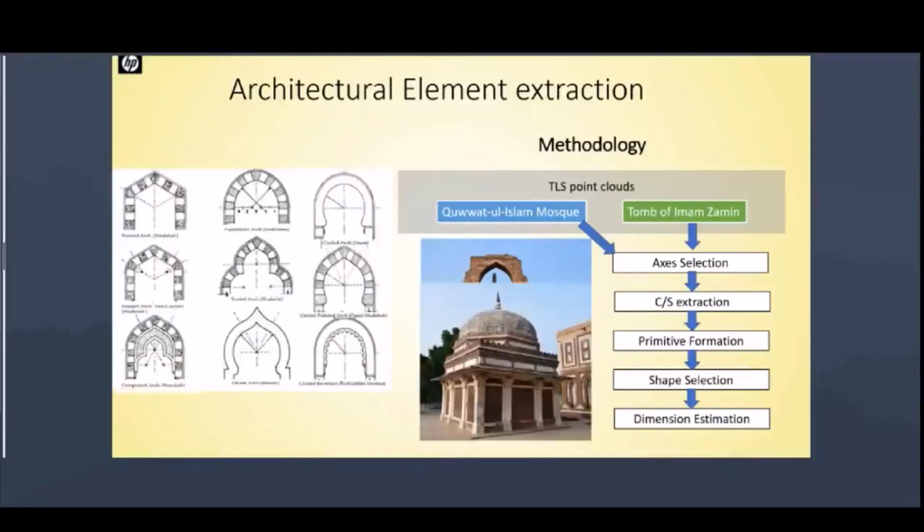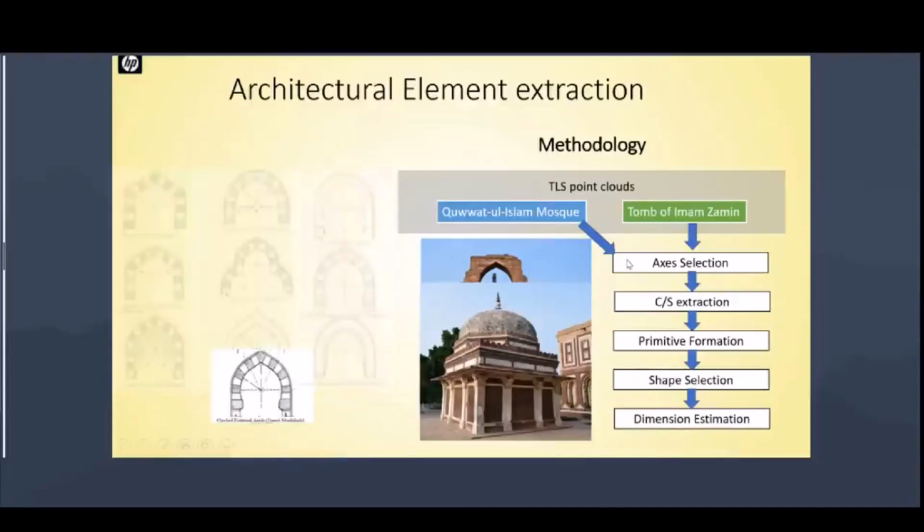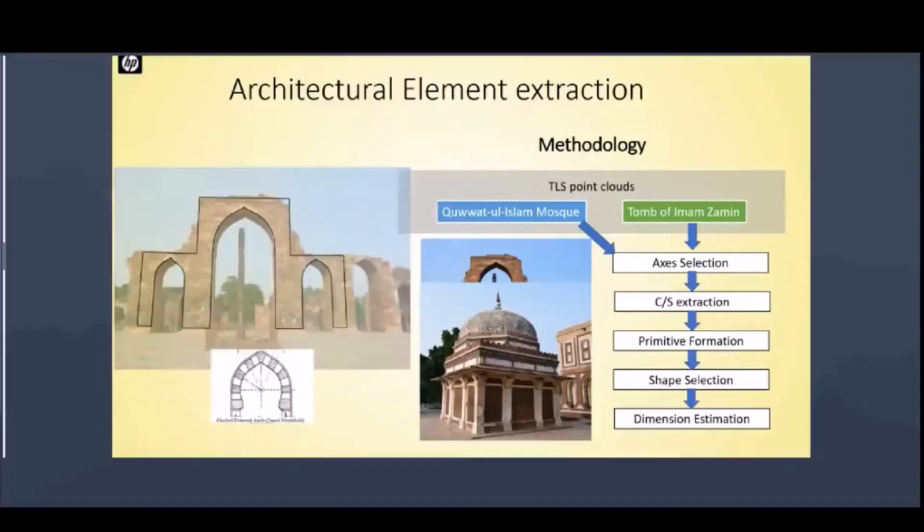The primitive formation was done, then shapes were fitted and dimensions were estimated for these two structures. It was decided that this sample arch would fit the structures that we had at hand most appropriately. So a fitting algorithm was developed and shapes were extracted.